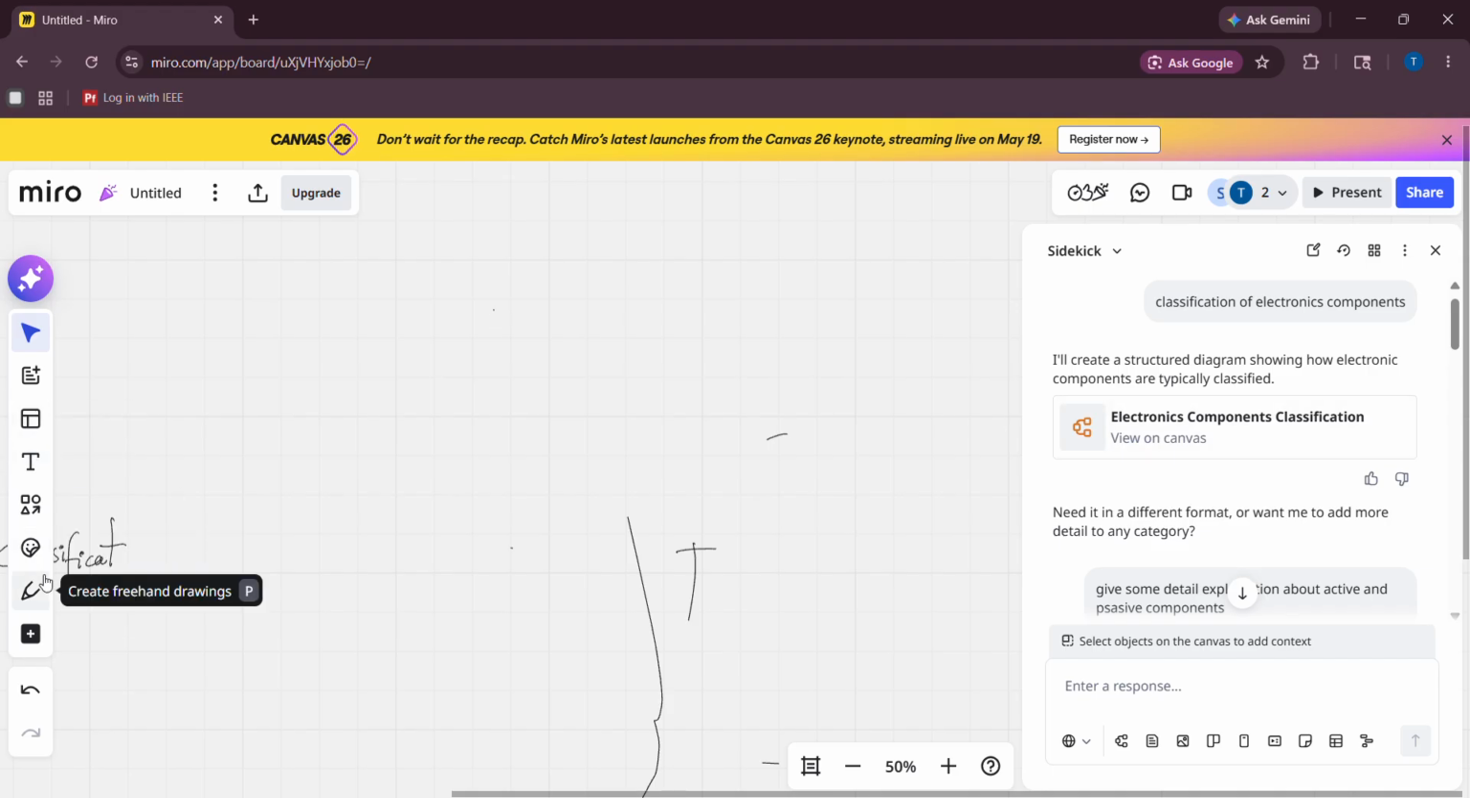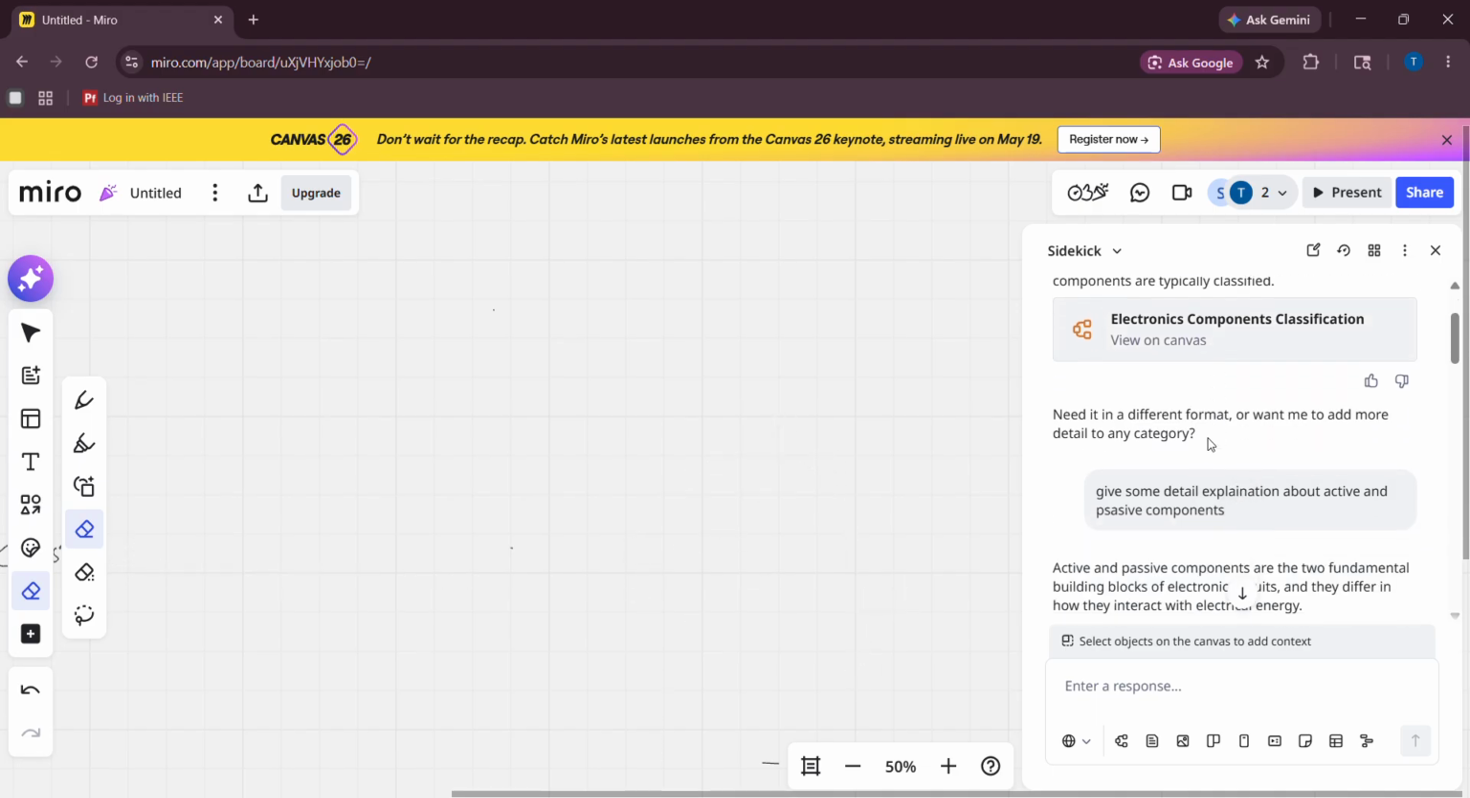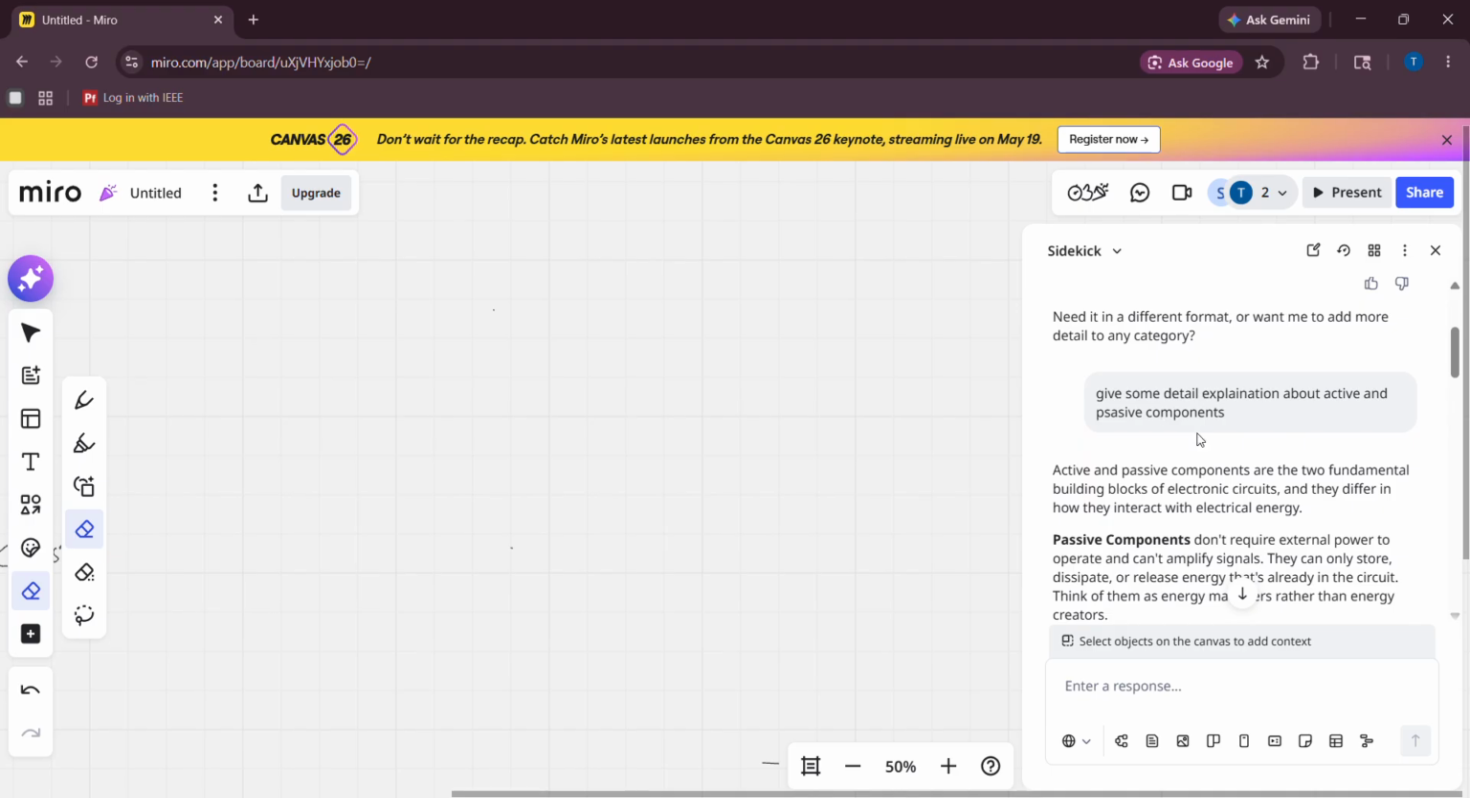Then after this, I will ask some questions to AI, so it gives some clarification regarding this. Let's see what questions I ask and what answers it gives. I will ask: give some detailed explanation about active and passive components. In this VLSI field, we use active and passive components very widely, so we have to know the definition and the functionality, everything. That's why I particularly mentioned these two for detailed explanation.